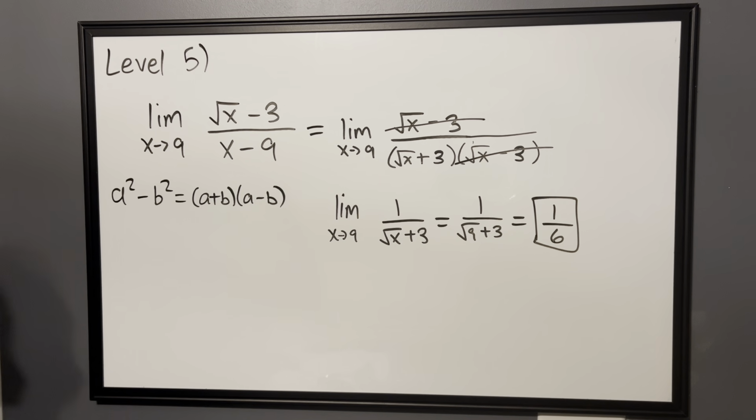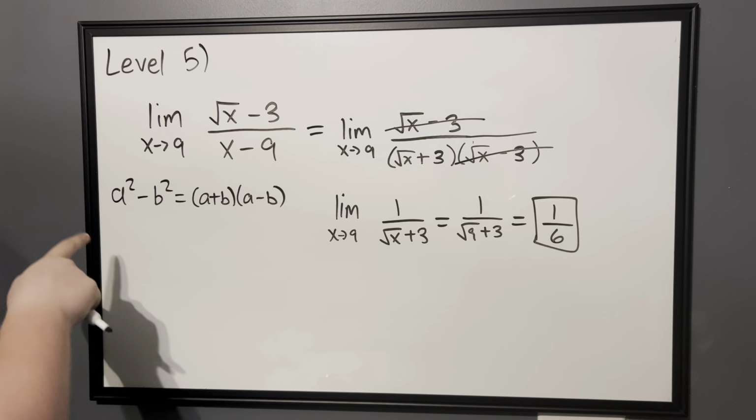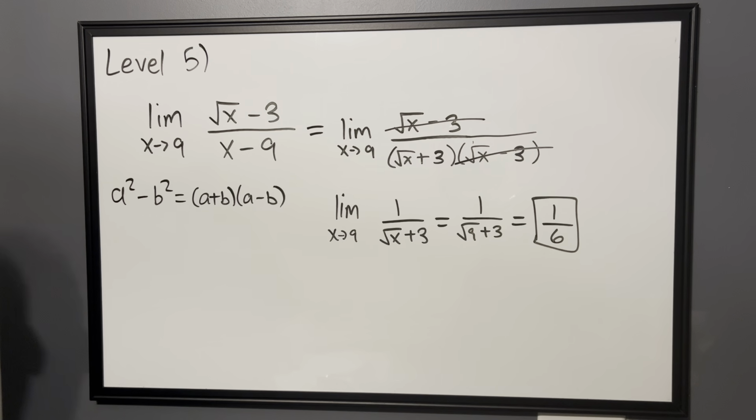This one, if you see this immediately, is not that hard of a limit, but a lot of people will miss this being a difference of squares because it just doesn't look like one. So that's why this one is in level 5. But let's go ahead and move on to level 6.